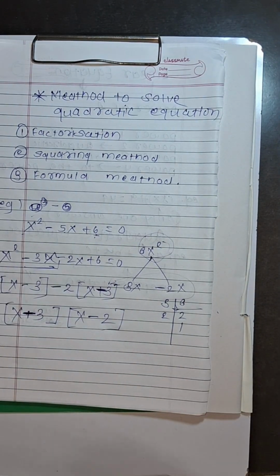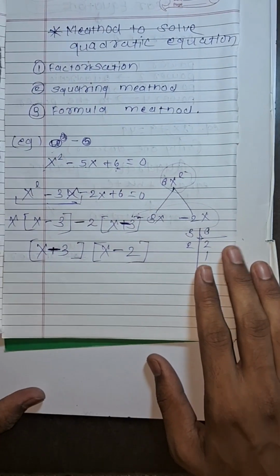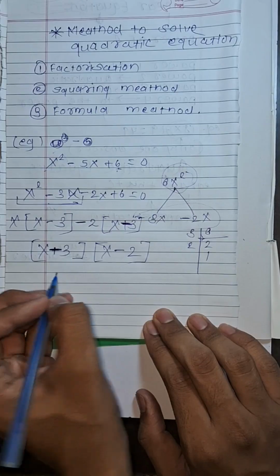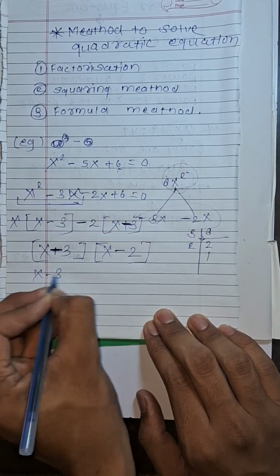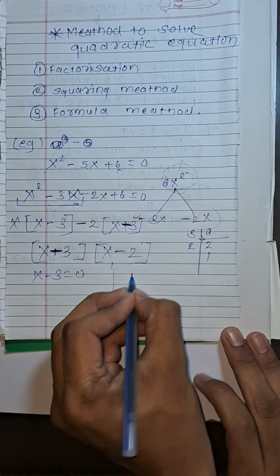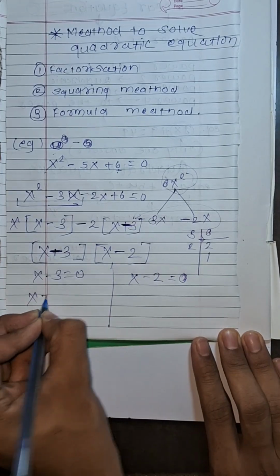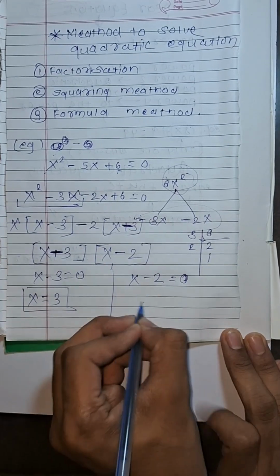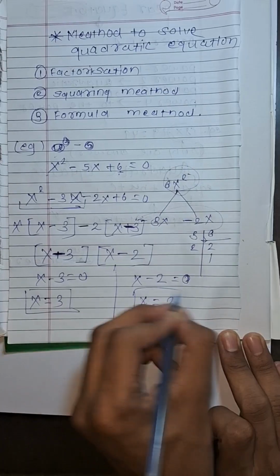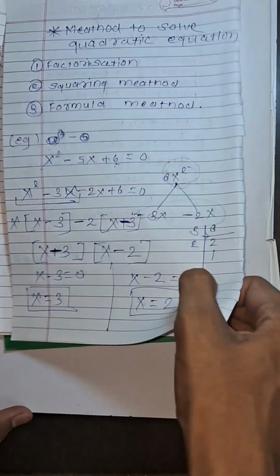So what we have to do is set each factor equal to 0. x minus 3 equal to 0 and x minus 2 equal to 0. x is equal to 3 and x is equal to 2. So 2 and 3 are the solutions of our equation. We can even cross check also.